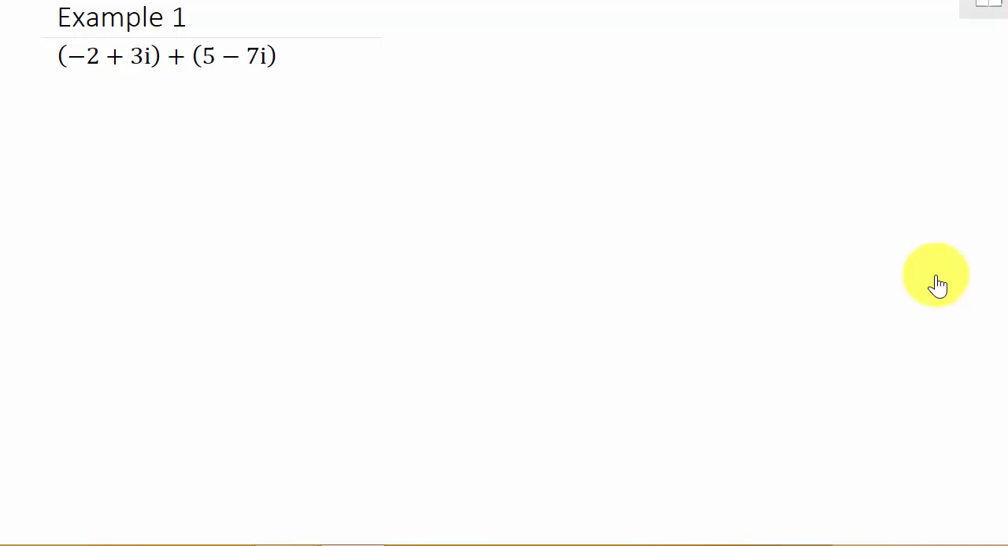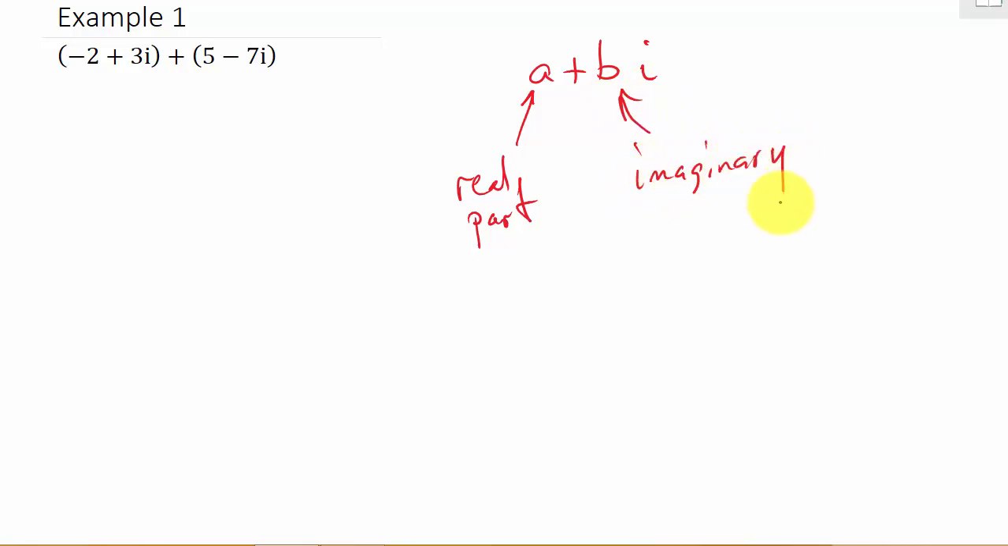Alright, so in this video we're going to look at adding and subtracting complex numbers. Remember, a complex number is a number that can be written in this form here, where A is the real part and B is the imaginary part. Whenever we are adding or subtracting complex numbers, we add or subtract the real parts together, and we add or subtract the imaginary parts together.